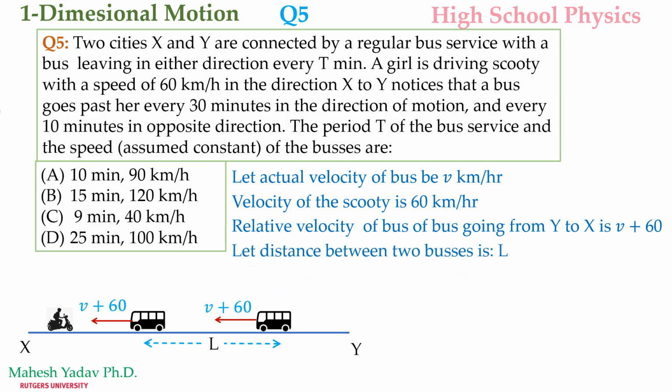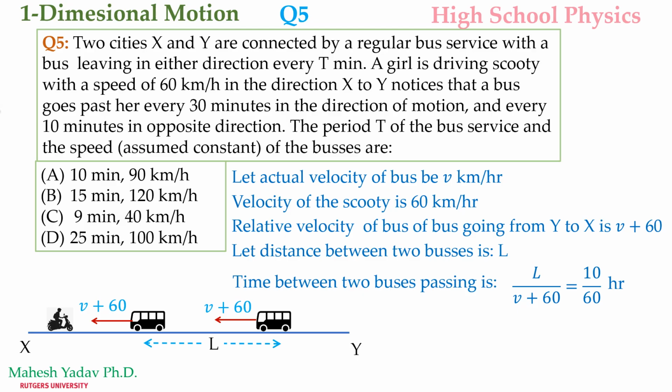If the gap between buses is L, then the time taken for approaching bus is L divided by v plus 60, which is also 10 minutes according to the question. Since we have considered the unit of time in hours, we divide the 10 minutes by 60 and convert into hours. This is the first equation. We do the same analysis for the buses going away from Scooty. Let us do it on the next page.